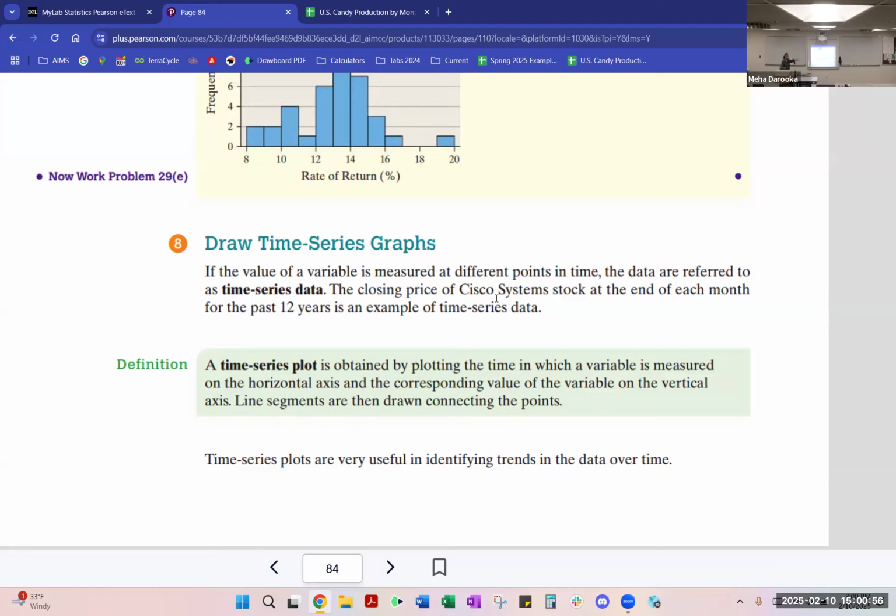So again, make sure that time falls on the horizontal axis, and the corresponding value of the variable will be on the vertical axis. Line segments are then drawn connecting the points. It's kind of like a connect-the-dots idea. So this type of graph is usually useful when we're trying to identify trends that happen over time.